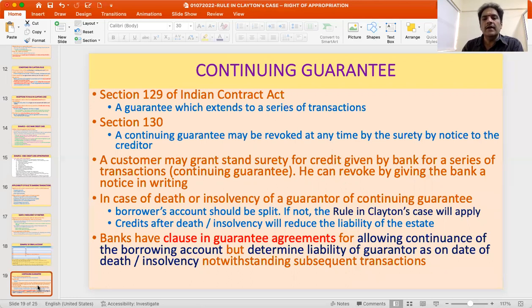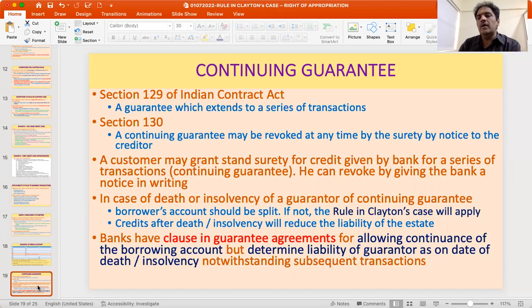So the customer may stand surety for credit given by the bank for a series of transactions. Then he can revoke the same by giving a notice to the bank in writing. So in case of death or insolvency of a guarantor of a continuing guarantee, the moment he dies, just like in case of a partner's account, this account has to be split and a new account has to be used for transactions that are happening henceforth. If that is not done, then the rule in Clayton's case will apply, and all the credits after death or insolvency will reduce the liability of the estate of the dead or insolvent person.